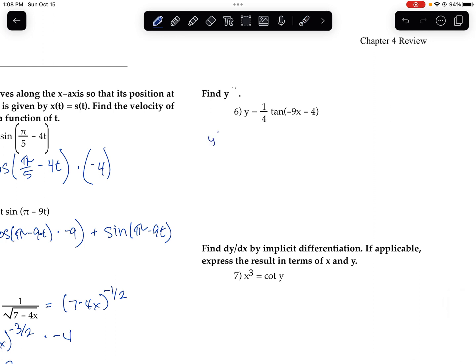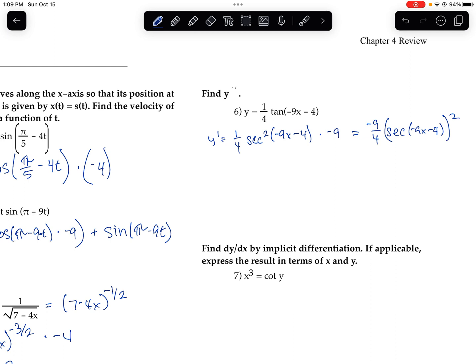Alright, moving on, finding y double prime. So y prime will be equal to, this is a coefficient, so the coefficient of this expression stays there. Now you have to take the derivative of tangent, and then you'll take the derivative of the inside. So the derivative of tangent is secant squared, keep the inside the same, and then times the derivative of the inside, so times negative 9. So if you simplify just a little bit, that's all these coefficients, so that's going to be negative 9/4 secant of negative 9x minus 4 squared.